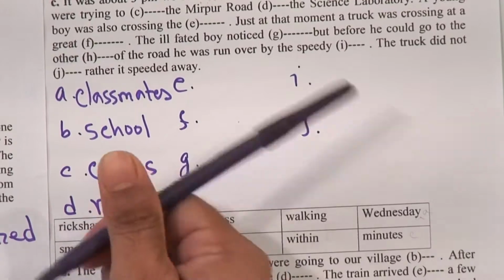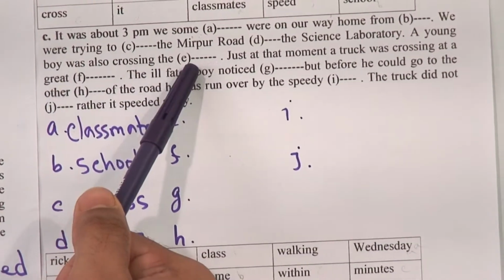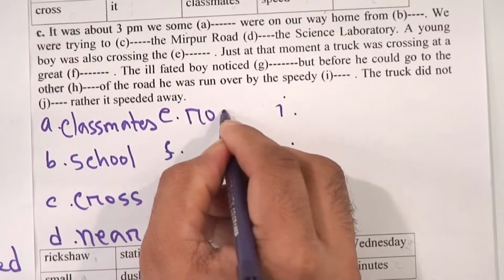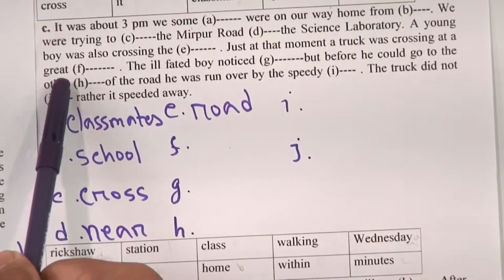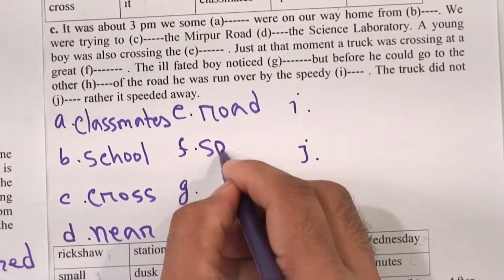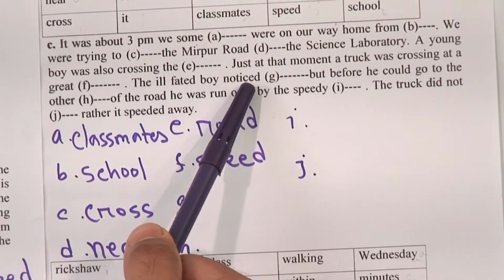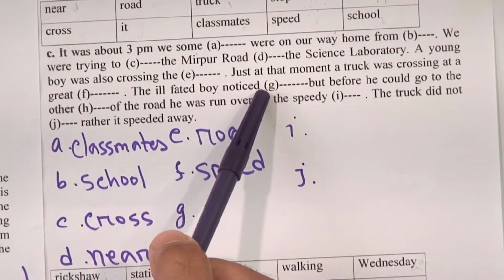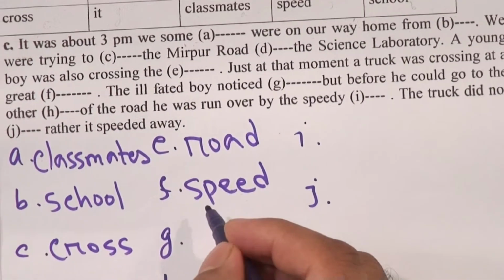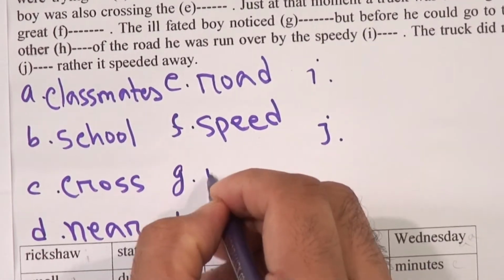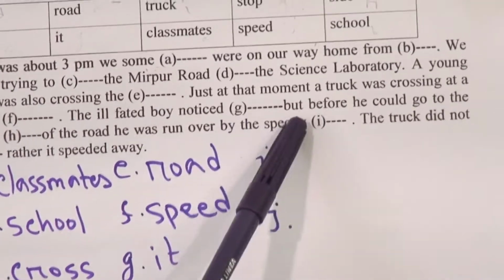Near the science laboratory. A young boy was also crossing the road. Just at that moment, a truck was crossing at a great speed. The ill-fated boy noticed what? Noticed the truck. Truck means it. The proper pronoun is here.